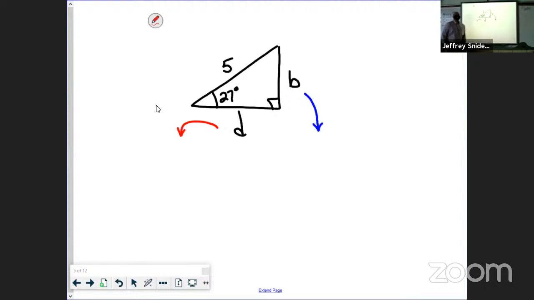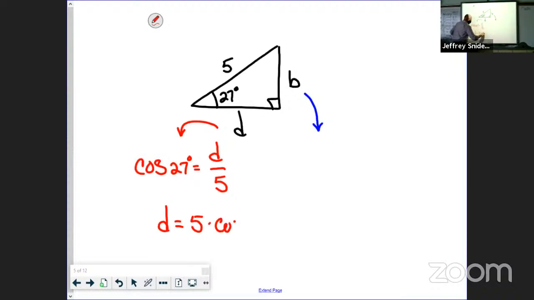Who wants to tell me how, not what, how to find D? Cosine of 27 equals D over 5. Beautiful. So what's D going to be? What am I going to do to find D? Boom, love it.